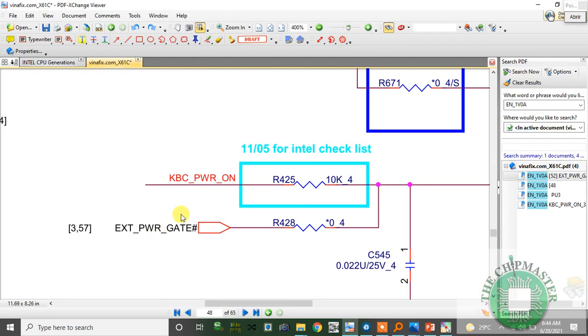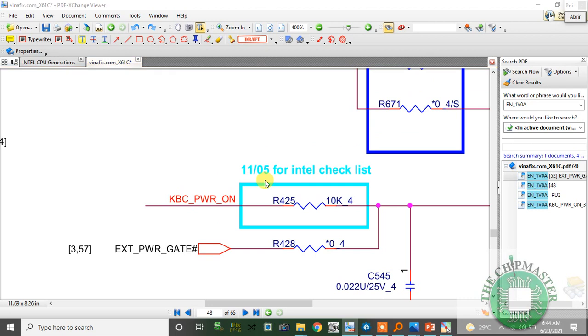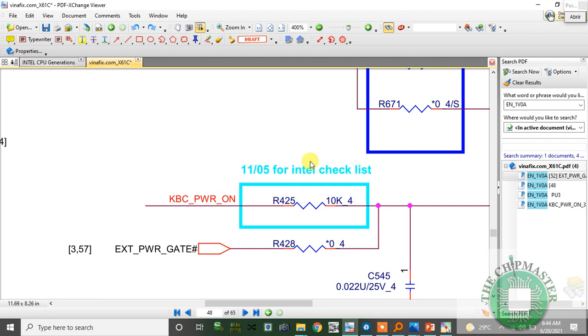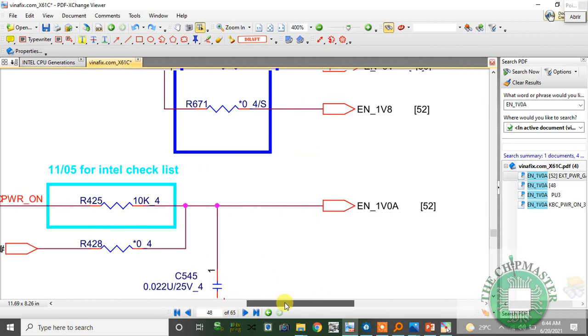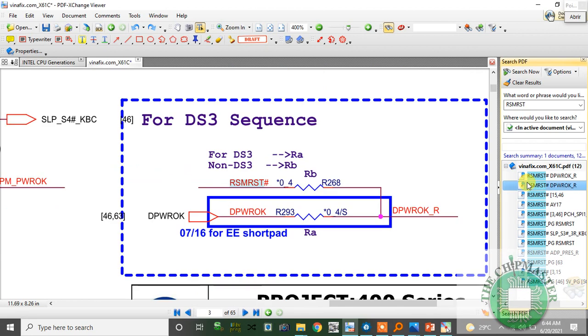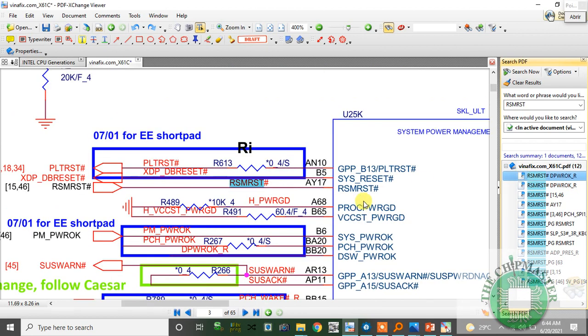So when the EC gets its working conditions of supply, reset and clock, and reads its program, and gets the SLP source signal, then it will turn on KBC power on release and turn on the light sleep power supply. All right, and then we have RSM reset. RSM reset is basically a confirmation signal to tell the CPU that the standby voltages are okay. RSM_RST. So the standby voltages are okay.